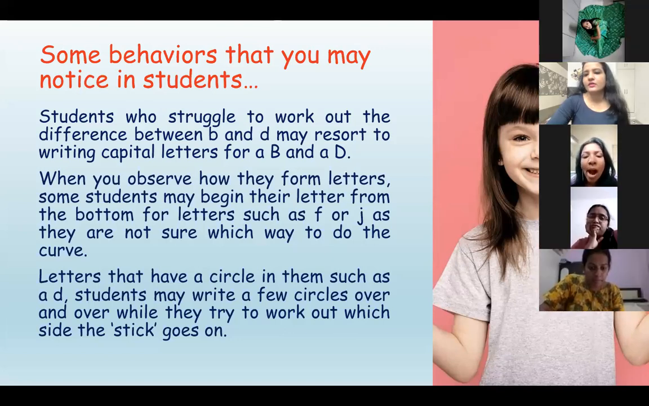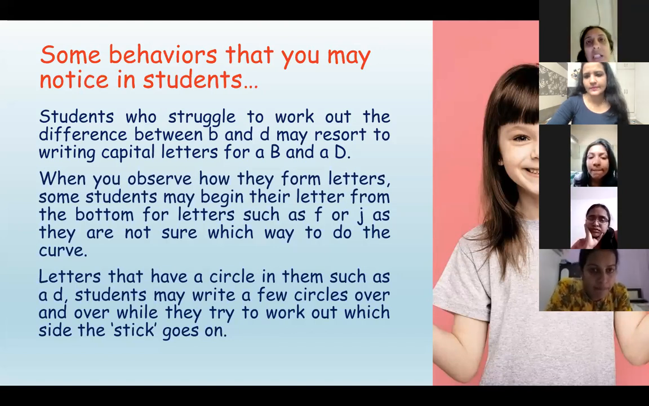Basically, yes, Ms. Kunjan, your hand is raised. Anything that you want to say? Yeah, I want to ask something. Like you told us to observe. Like if he is writing the wrong letters, we should observe it for 15 days. Then we should correct him. Is that you are saying?